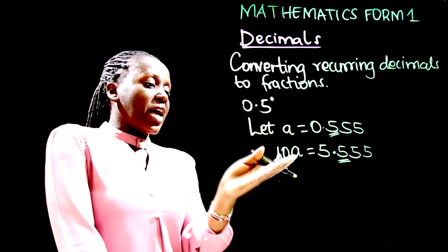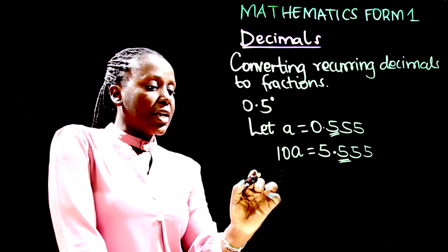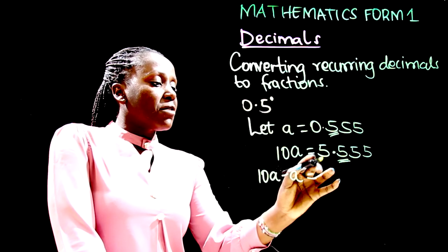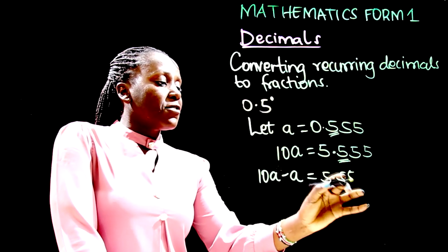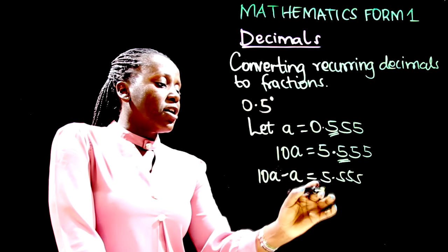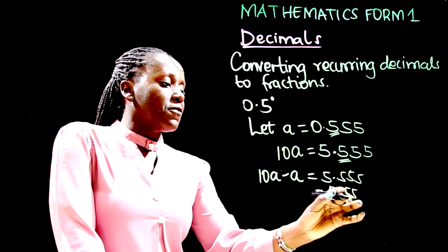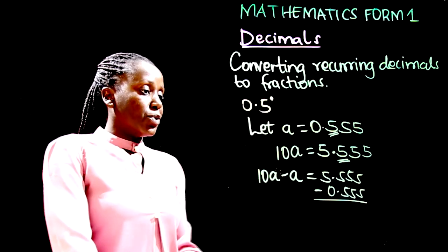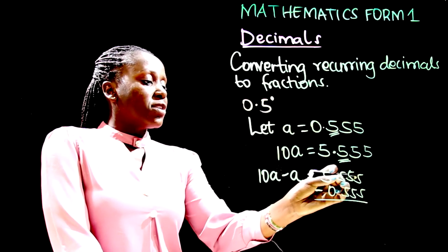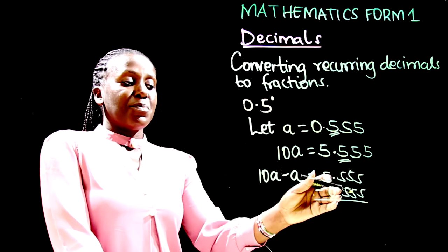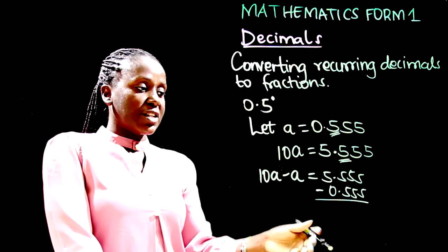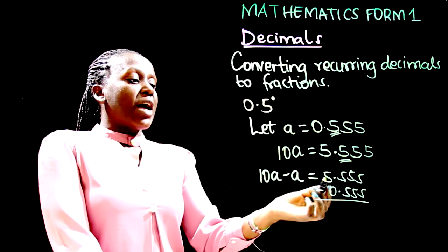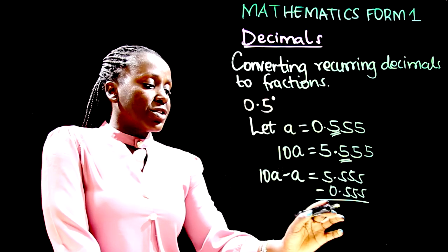So we are going to subtract 10A minus A, which is equal to 5.555 minus 0.555. So as we do more examples, this will become more clear for you. So 0.555 minus 0.555 gives you a 0, because like you can see, these numbers are the same. And now we have 5 minus 0, which is 5.